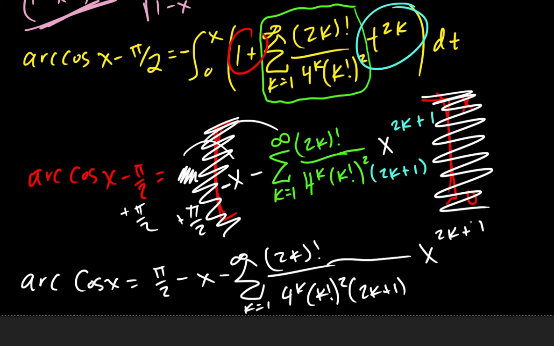Okay, and then remember originally it was valid for absolute value of x less than 1. And so the domain of arc cosine, all of this is going to be valid from -1 to 1. Okay?